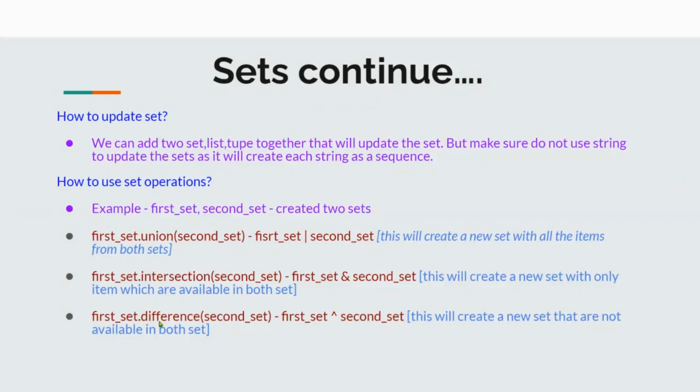And the difference: when you use the difference operator, this will create a new set of items that are not available in both sets. Let's say Apple is available in only one set and is not available in the other set, then this item will be captured and put in the new set. We'll show you examples in the code of what exactly it is.